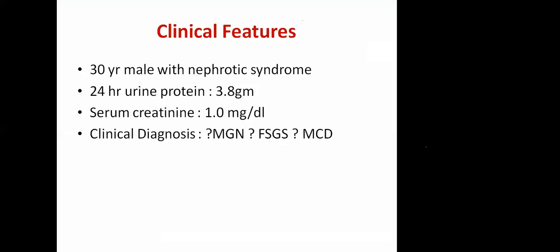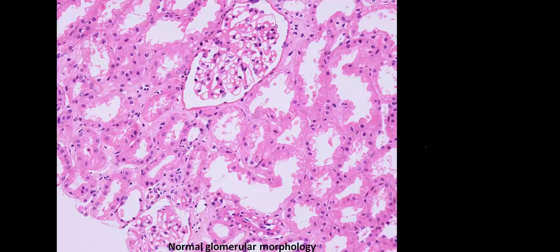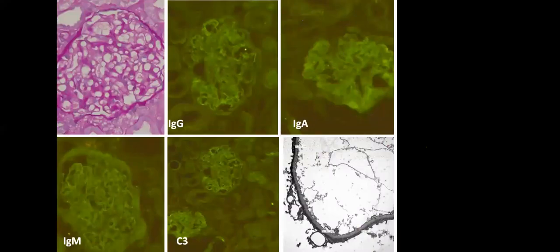So I'll show you a few cases. A 30-year-old male with nephrotic syndrome, 24-hour urinary protein is 3.8 gram, serum creatinine is fine. So clinical diagnosis is MGN, FSGS, minimal change. You find on light microscopy a normal looking glomerulus, no proliferative changes, no membrane thickening. Immunofluorescence is negative for all immunoglobulins and complement, but the EM shows diffuse podocytic foot process effacement. So if there is an adequate number of glomeruli, maybe 15-20 glomeruli, and you find no FSGS lesion, no synechiae formation, no glomerular sclerosis, and you find this kind of morphology, then you can label this case as minimal change disease.